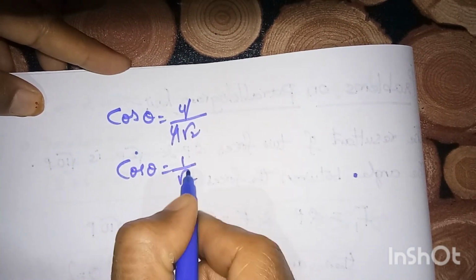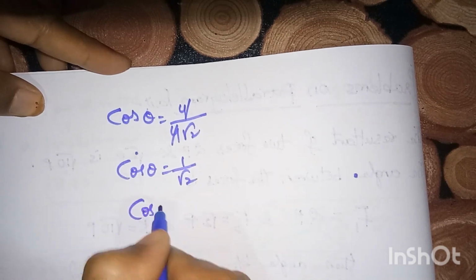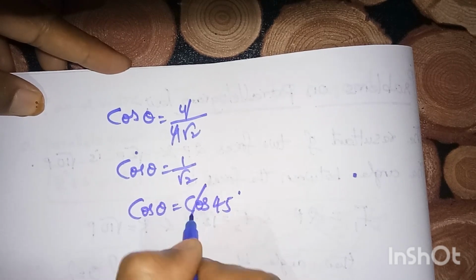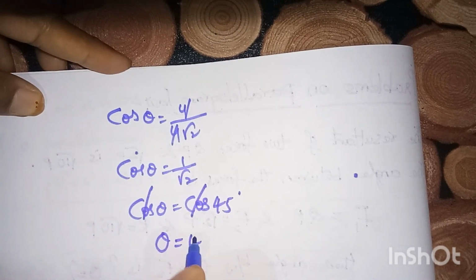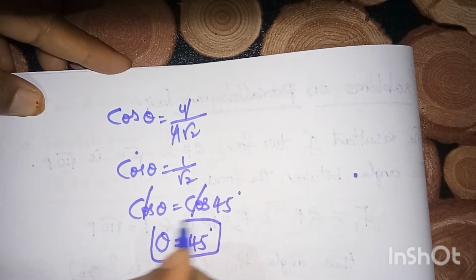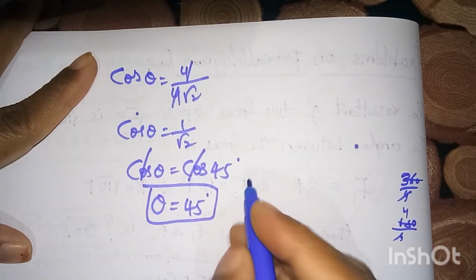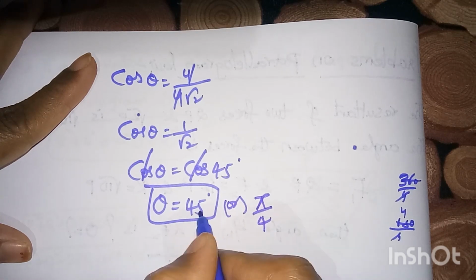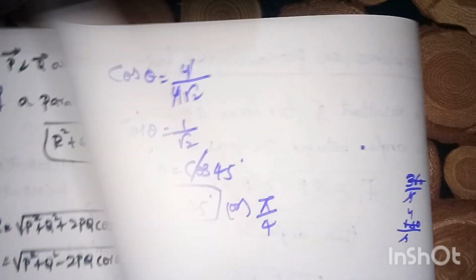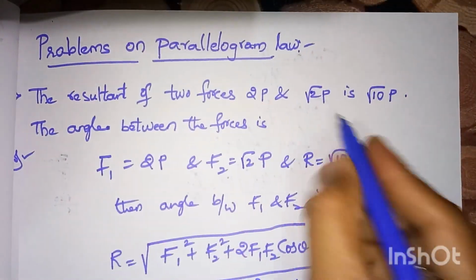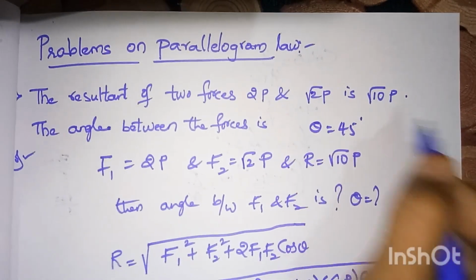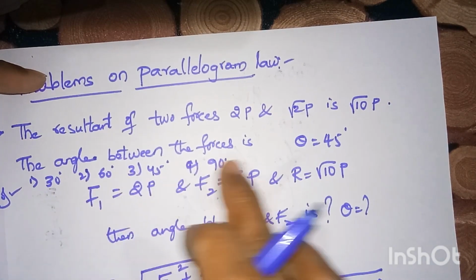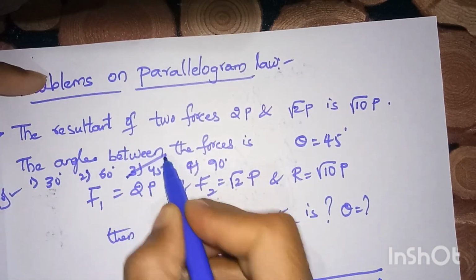In cos, when you get 1 by root 2, it is cos 45 degrees. Cos will be cancelled. Theta equals 45 degrees, or pi by 4. Pi by 4 means 45 degrees. So the answer will be 45. Theta equals 45 degrees. So you can see the options here: 30, 60, 45, 90. So the answer will be the third option.